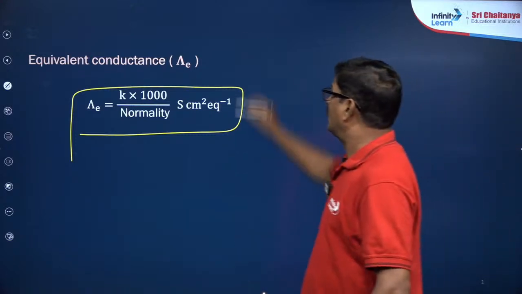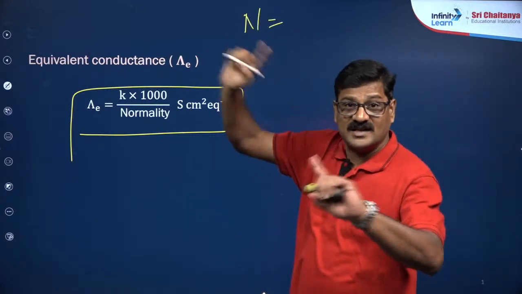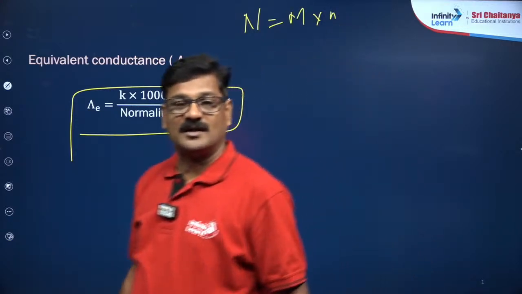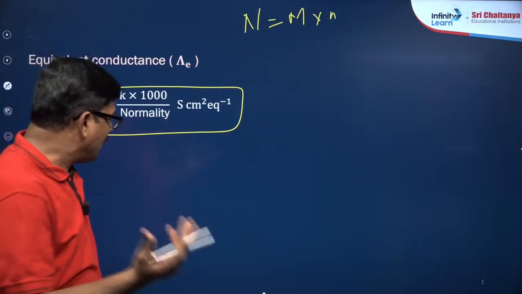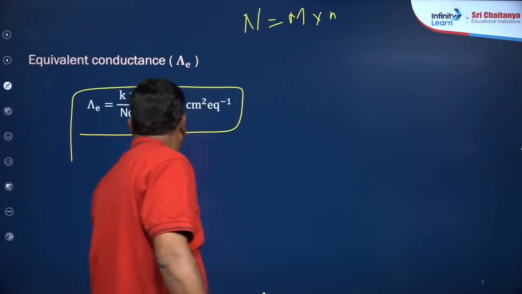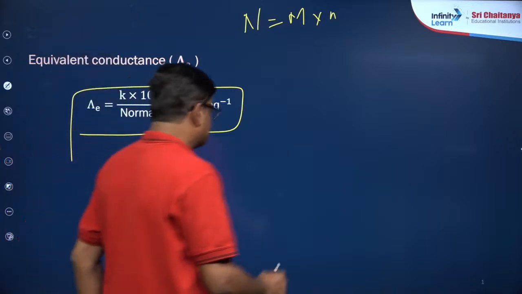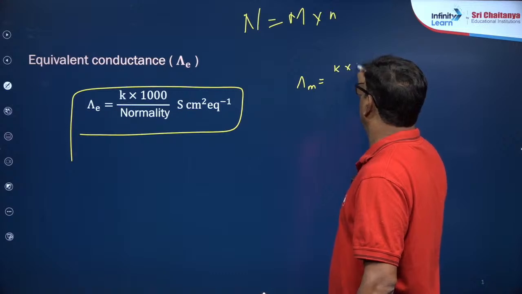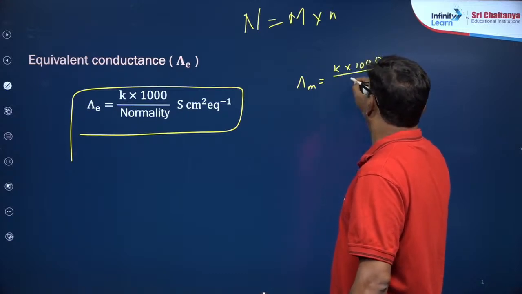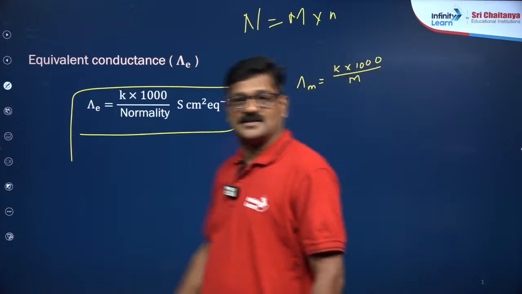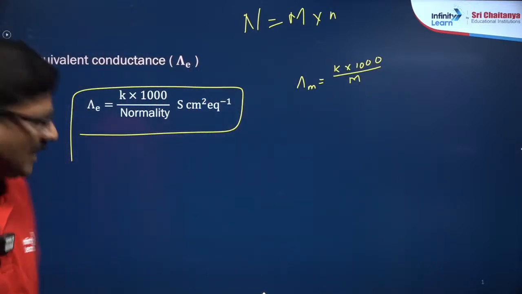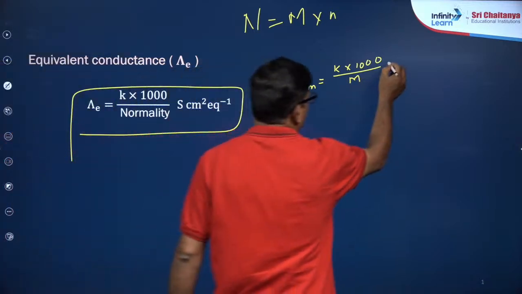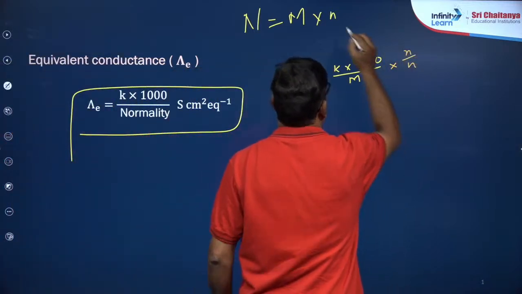Clear? So what is the relation of normality to molarity? Normality is molarity into n factor. How are the mathematical equations manipulated? Let us say molar conductance is equal to K into 1000 by molarity. Understood? Right. So do you mind if I multiply this with n factor upon n factor? N is the factor here.